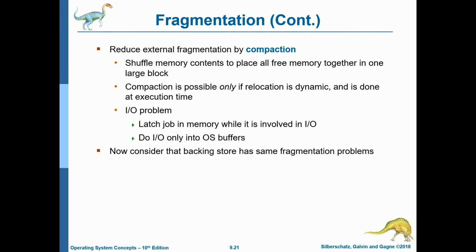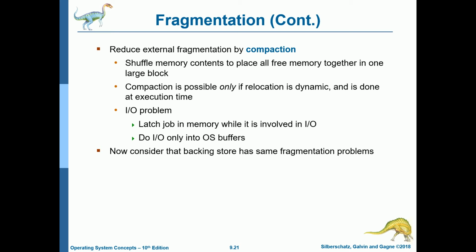Now, going back to external fragmentation, one solution for this may be compaction. The goal of this strategy is to shuffle the memory contents so as to place all free memory together in one large block. Compaction is not always possible, however. If relocation is static and is done at assembly or load time, compaction cannot be done. It is possible only if relocation is dynamic and is done at execution time. If addresses are relocated dynamically, relocation requires only moving the program and the data and then changing the base register to reflect the new base address.